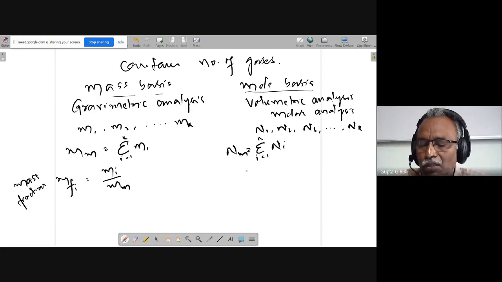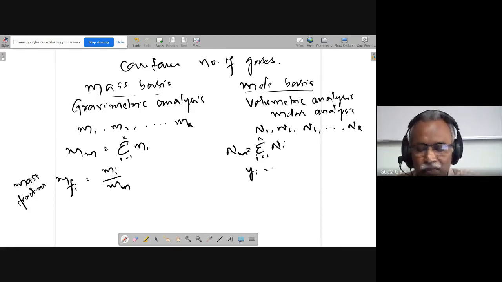And the mole fraction is defined as given yi, and it varies with the textbooks. Each book uses different notation. I am following the notation of Cengel, and so yi is equal to ni by nm.